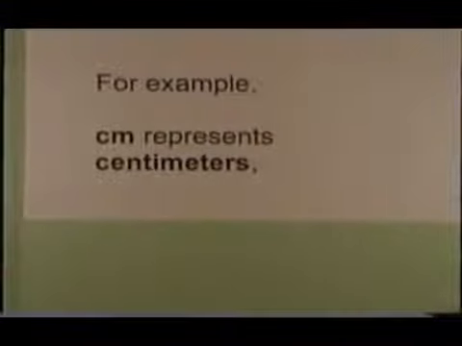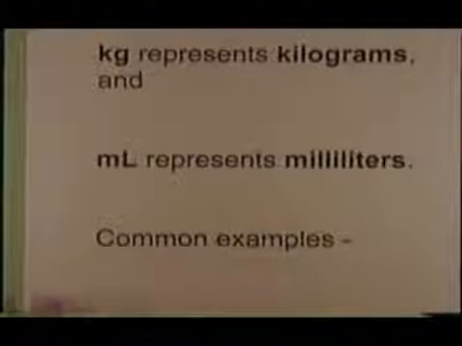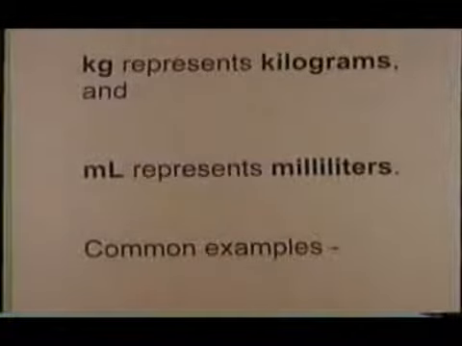Let's look at some examples. cm represents centimeters. C is for the prefix centi, M for the base unit meters. kg represents kilograms, K for kilo, g for grams. mL represents milliliters, m for milli, L for liters.